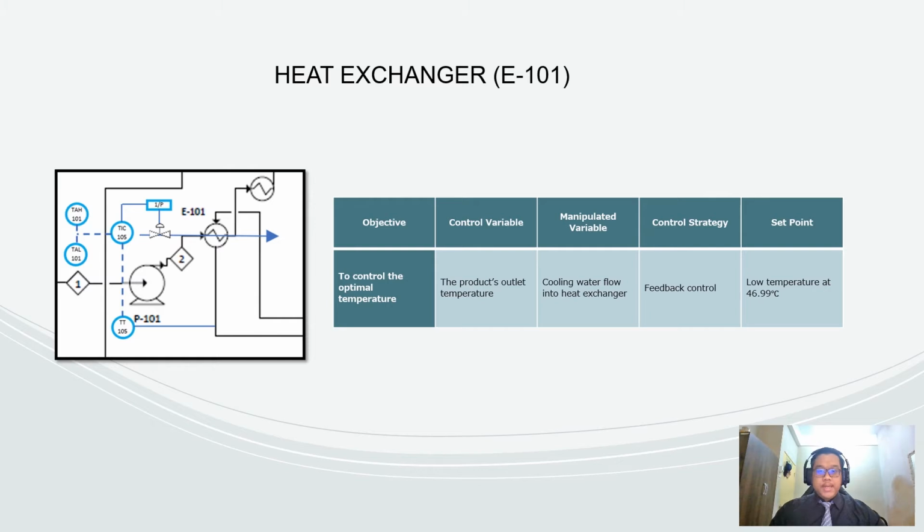We proceed to heat exchanger E101. The objective strategy is to control the optimal temperature. We install feedback controller as our control strategy. The control variable is the product outlet's temperature, the manipulated variable is the cooling water flow into heat exchanger, and our set point is low temperature at 46.99 degrees Celsius.